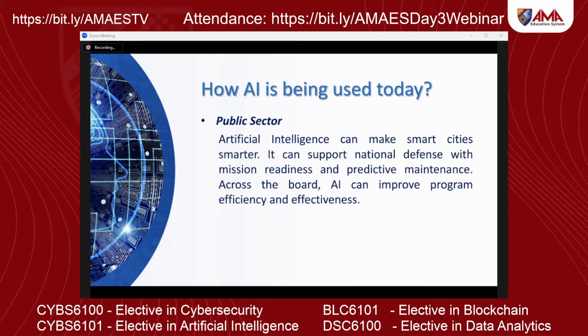Next, we also have the public sector. Artificial intelligence can make smart cities smarter. Ito yung binanggit ko yesterday about the Internet of Things, yung mga smart devices, smart objects. Ayan, may mga smart cities na rin tayo na tinatawag. It can support national defense with mission readiness and predictive maintenance. Across the board, AI can improve program efficiency and effectiveness.